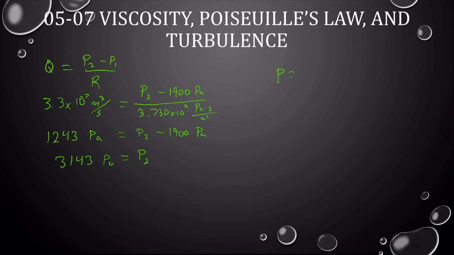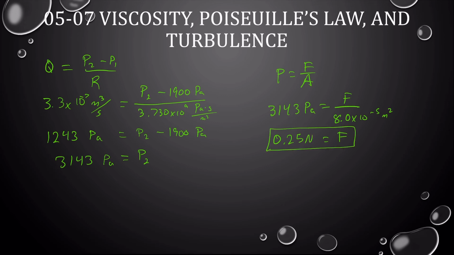So pressure is force over area. So we know our pressure is 3143. We're looking for the force. The area of the syringe is 8.0 times 10 to the negative 5 meters squared. So multiply, and your force is 0.25 newtons. Very easy to push that.